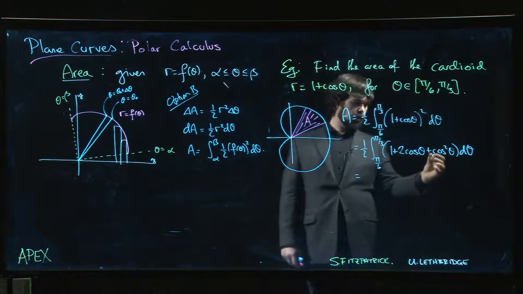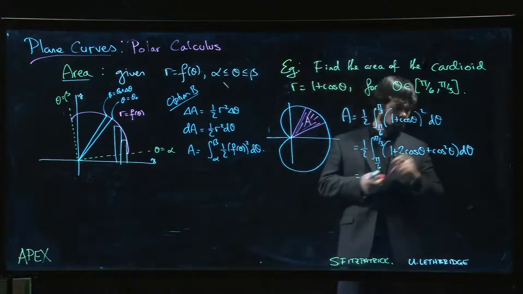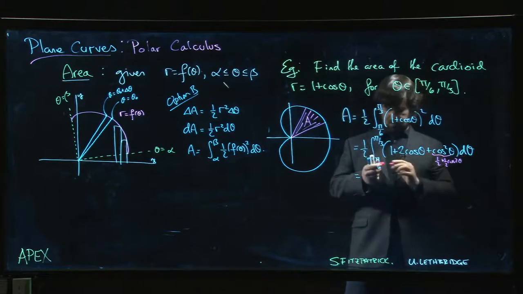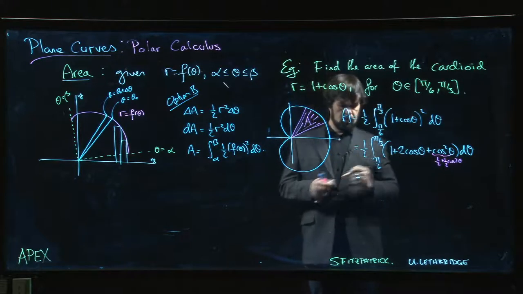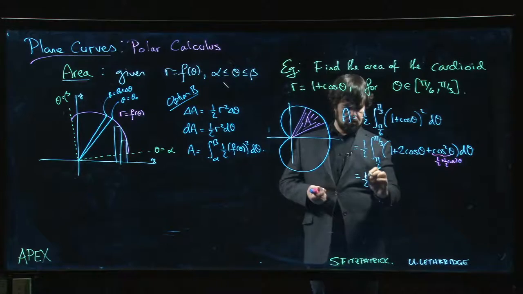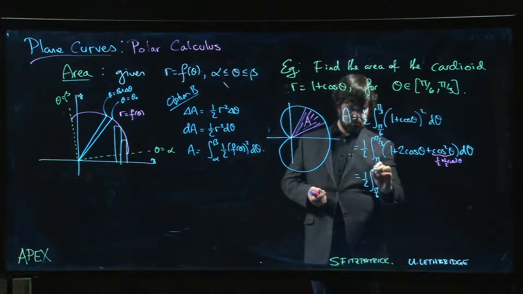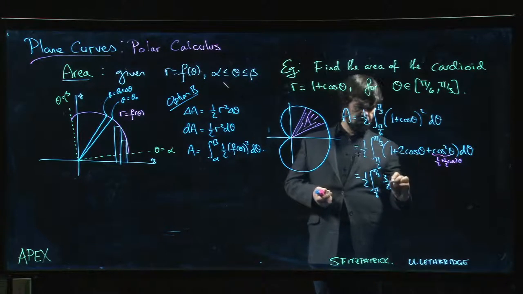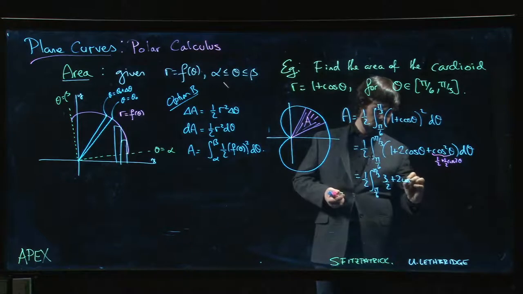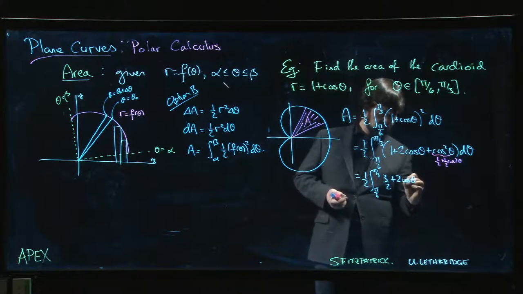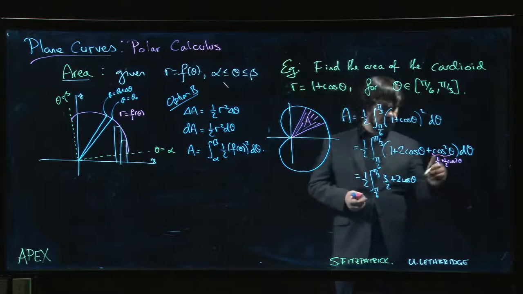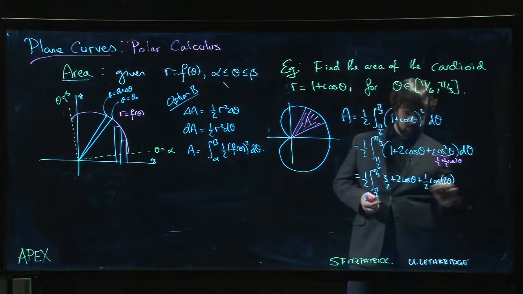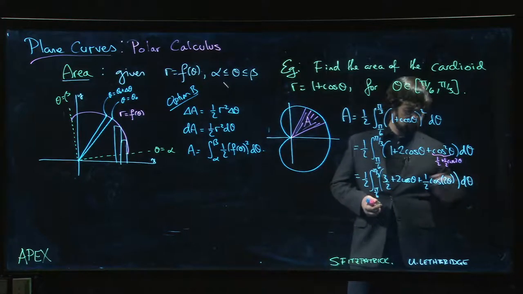Now we can use the fact that cos squared theta, right, what is cos squared? Cos squared is 1/2 plus 1/2 cos 2 theta. So if we combine the 1 with the 1/2, we have 3/2. Then we have the 2 cos theta. Sorry, having writing trouble. And then we have 1/2 cos 2 theta. And we still need to integrate.